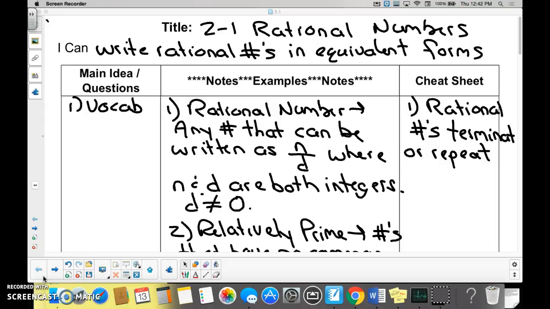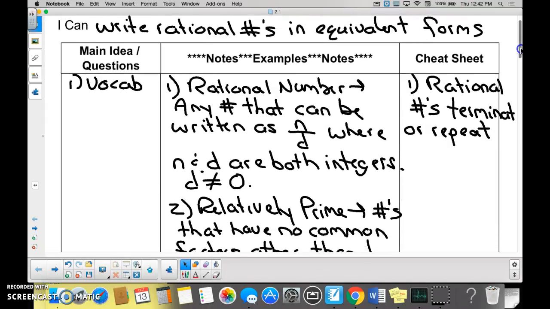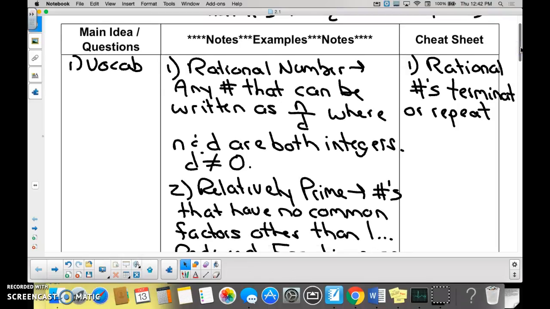All right, so vocab. Rational number. Very important that we understand rational numbers. Terminate or repeat. Someone raise your hand and give me an example of a number that is not rational. Akshaya: Pi. Pi is not rational. And then you obviously can write them as n over d, where n is the numerator, d is the denominator, as long as d is not equal to 0.